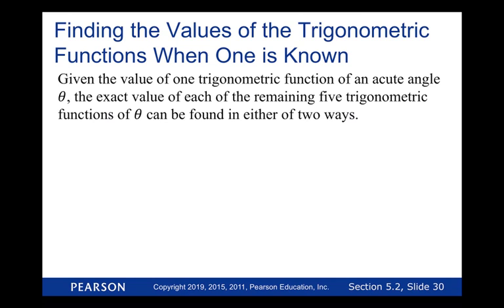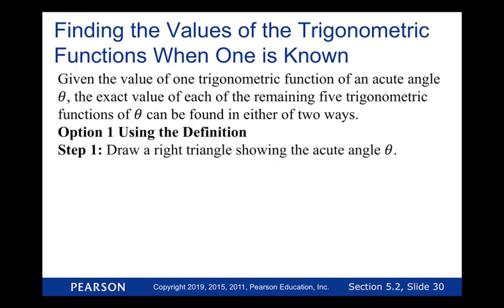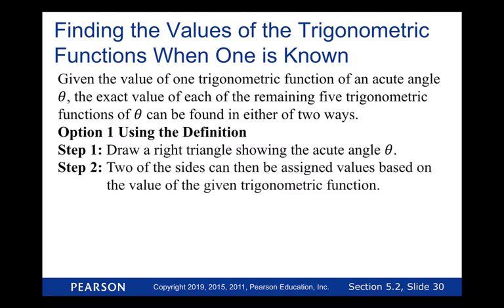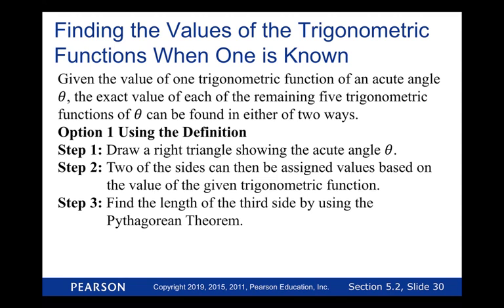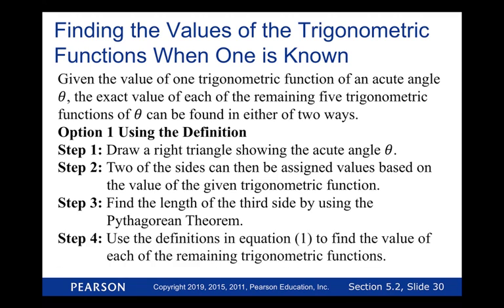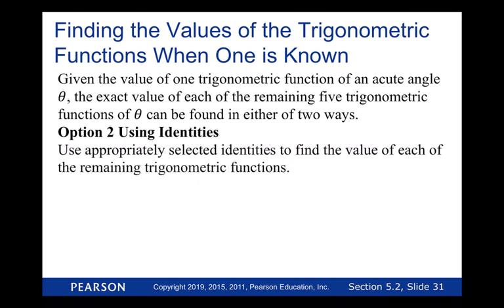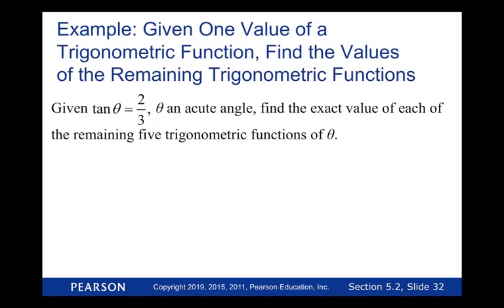Finding the values of the trig functions when one is known. Given the value of one trig function of an acute angle theta, the exact value of each of the remaining 5 trig functions can be found in either of 2 ways. Didn't we just do this? Draw a right triangle showing the acute angle theta, or 2 of the sides can be assigned values based on the value of the given trig function, and then use the Pythagorean theorem to find the length, and then use the definition in equation 1 to find the values of the remaining trig functions. So that was the first way we did, where we drew the right triangle and solved it based on that. Another option was to use the appropriate Pythagorean identity or trig identities. Yeah, that was the second version that we did, right?